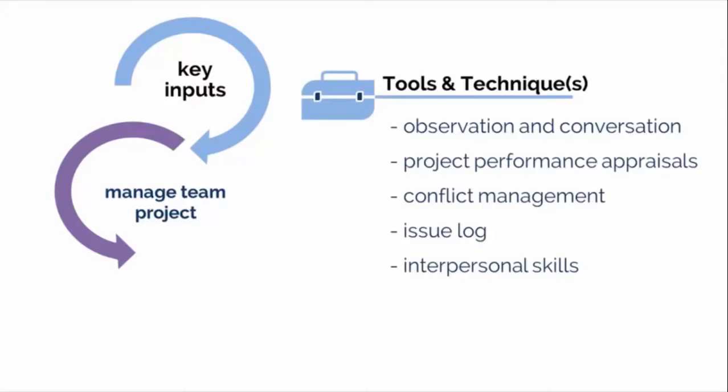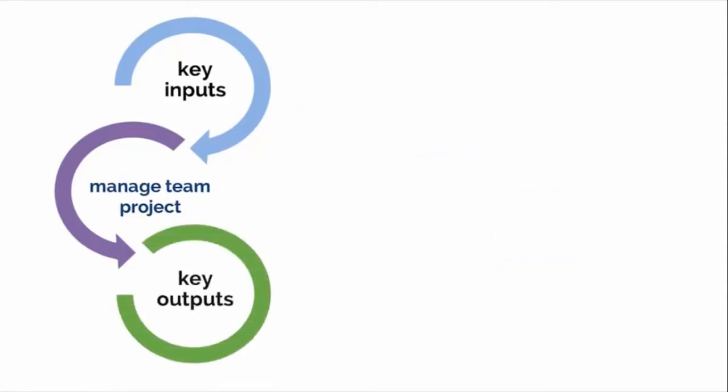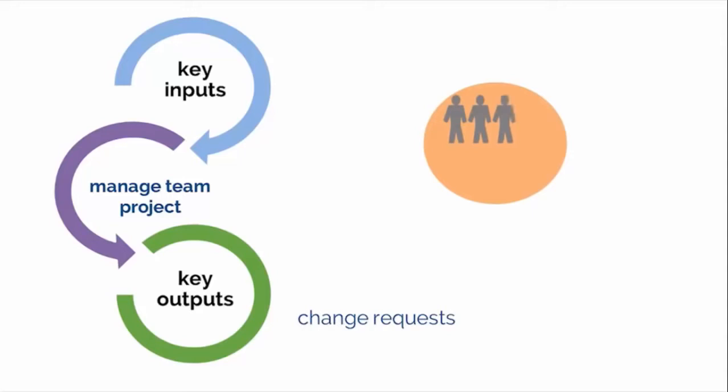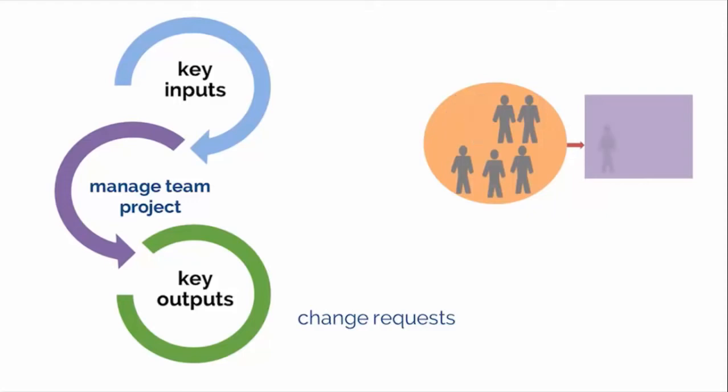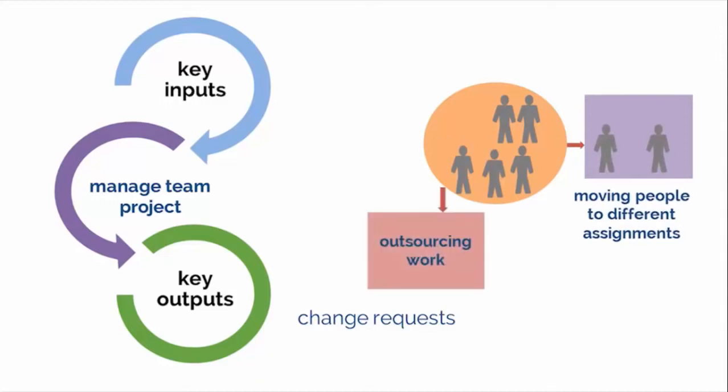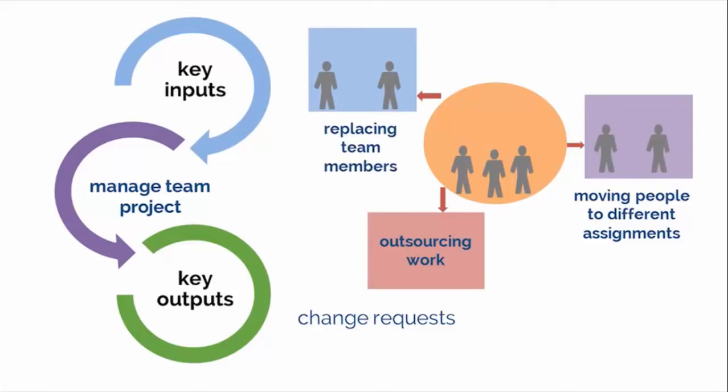So with all those and more tools and techniques, our outputs are, as usual, mostly document and plan updates. A key output is change requests. Staffing changes, whether by choice or by unforeseeable events, can affect the rest of the project management plan. If staffing issues are causing major alterations to the project management plan, for instance, because of scheduling or budgeting conflicts, a change request can be processed through the Perform Integrated Change Control process. This could mean moving people to different assignments, outsourcing some of the work, and replacing team members who have left the project.